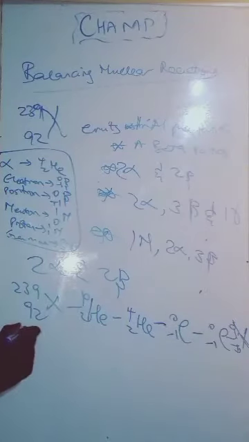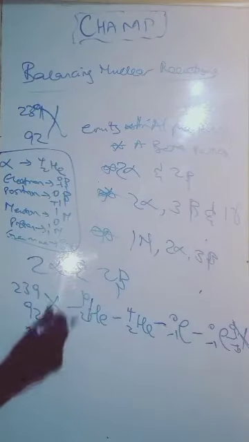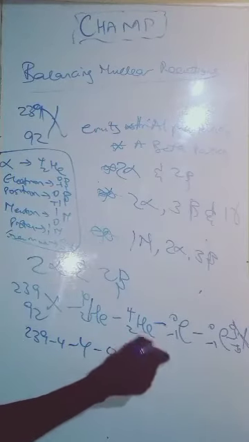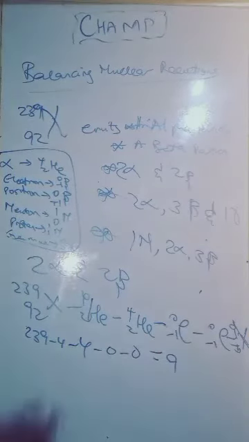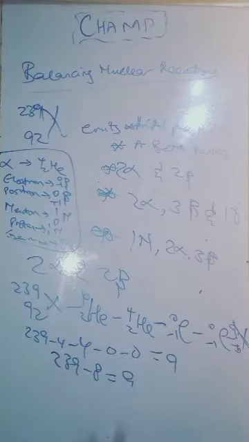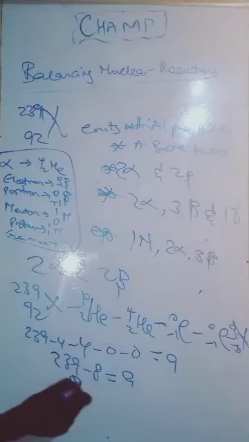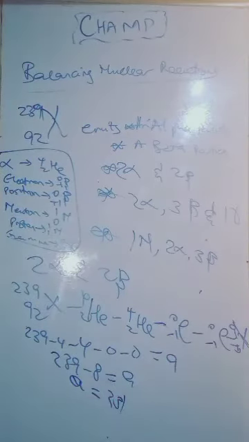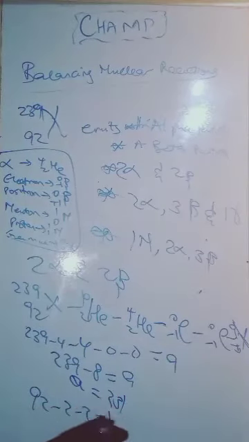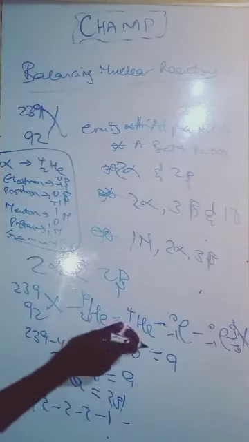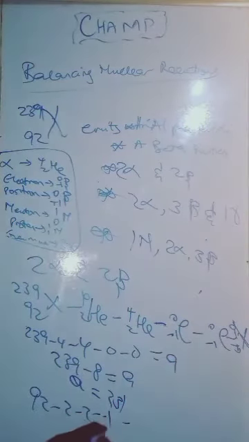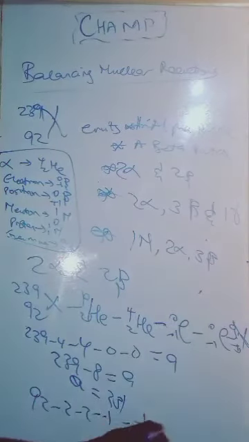Yes. So let's just say 239 minus 4, right, minus another 4, minus 0 minus 0 is equals to A. So this is 239 minus 8 is equals to A. Minus 0 minus 0, that's nothing. So A is equals to what? 231. Then for the down part, 92 minus 2 minus 2 minus minus 1 minus minus 1 is equals to what? B.